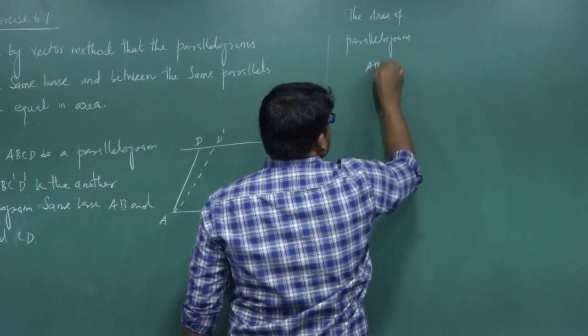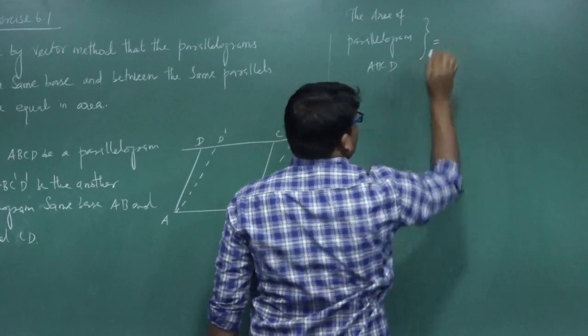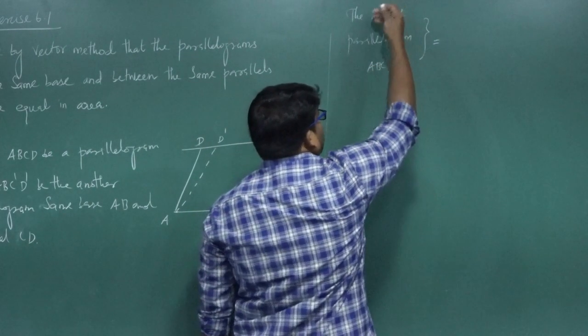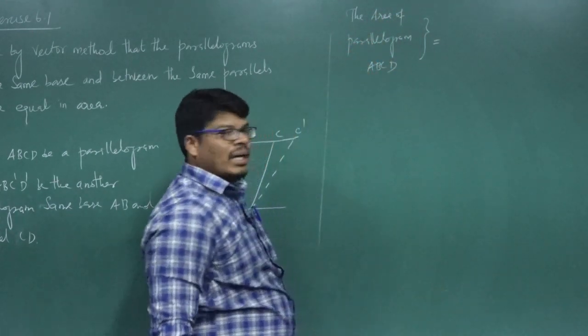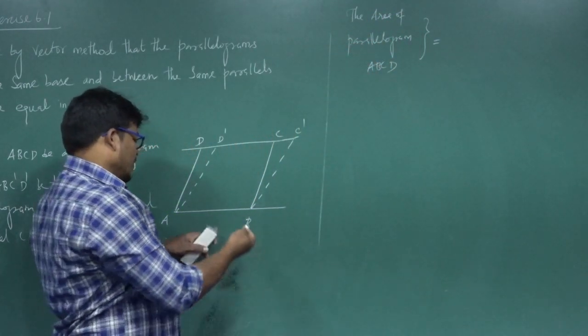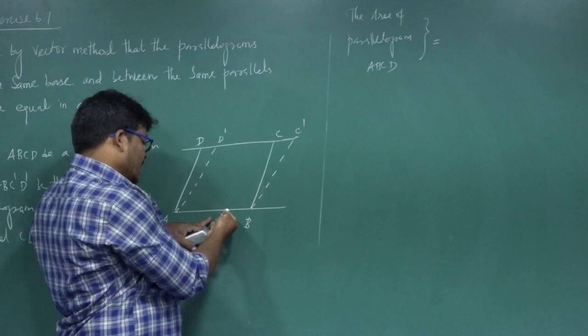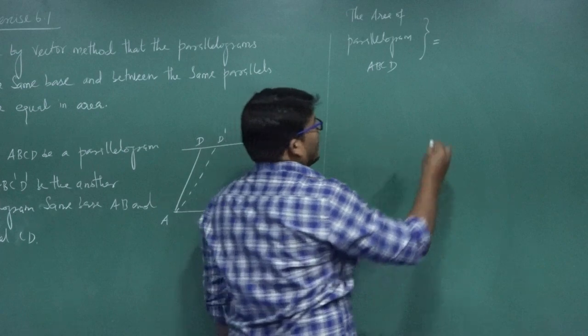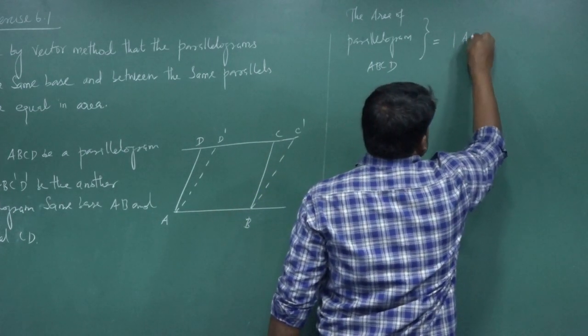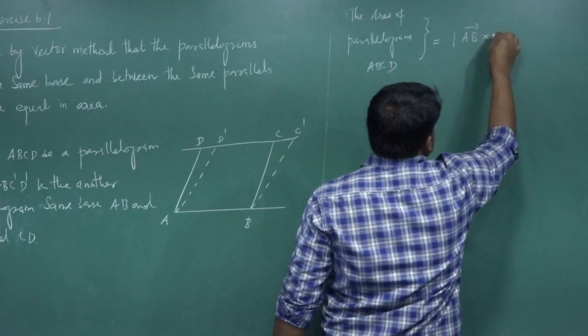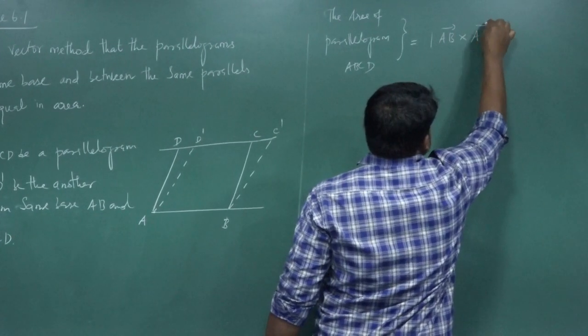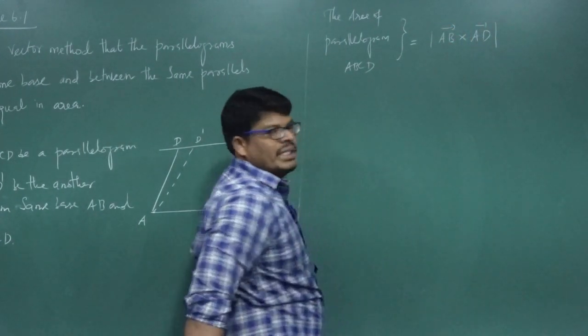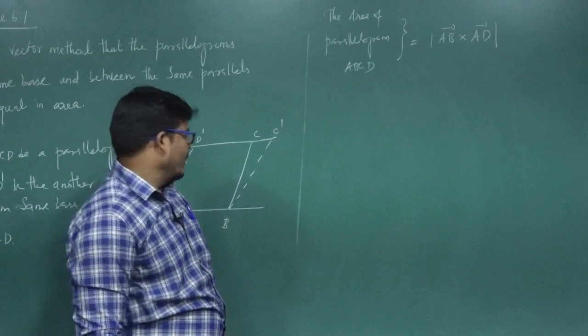The area of parallelogram ABCD is base and height, that is, the adjacent sides AB and AD. The area of the parallelogram is the modulus of AB vector cross AD vector.